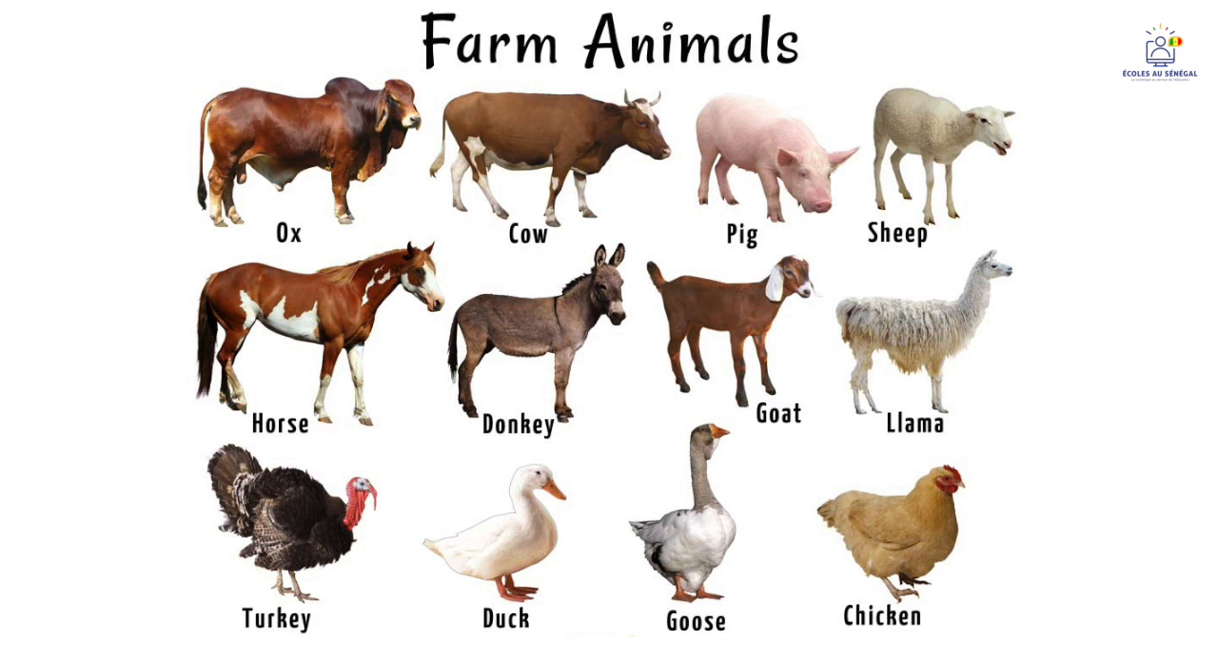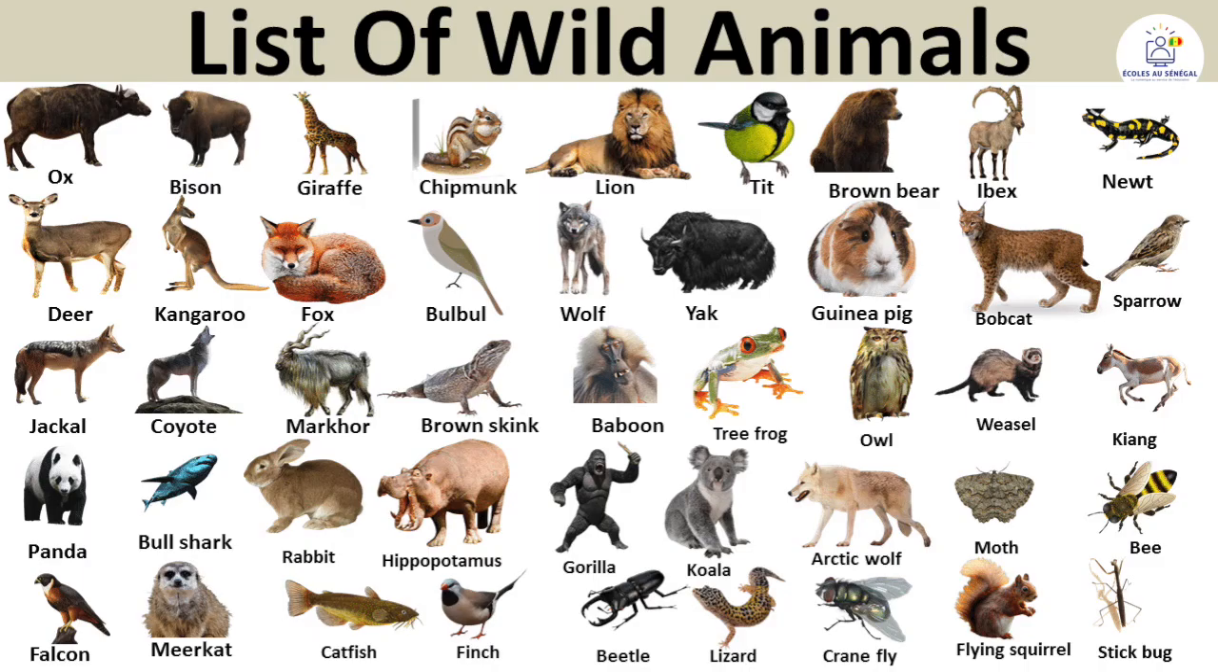Oh, you know it. You have a lion, you have a tiger, you have a leopard, you have an antelope, you have a giraffe, you have a bear, you have a zebra, you have a panda, you have a gorilla, you have a monkey, you have a chimpanzee, you have a kangaroo. It's kangaroo. Okay, you have a wolf, you have a camel, you have a hippo.